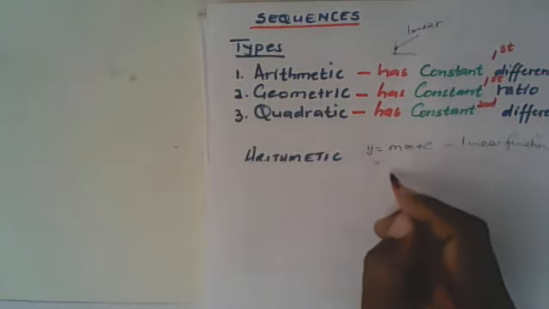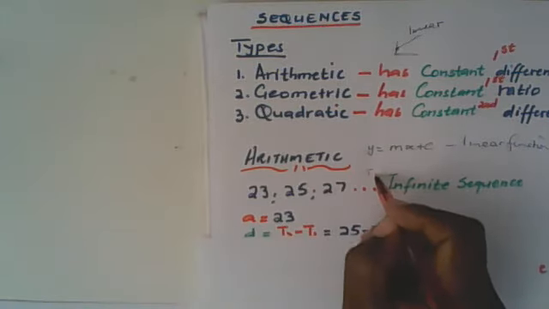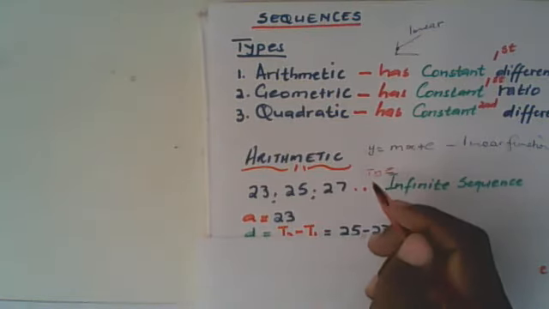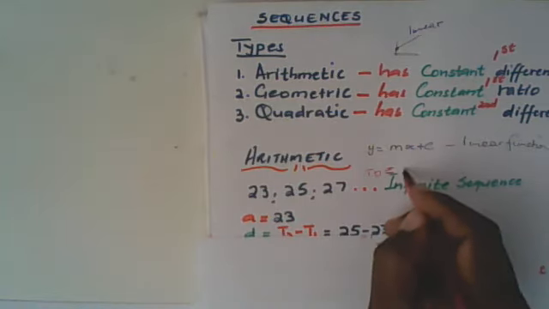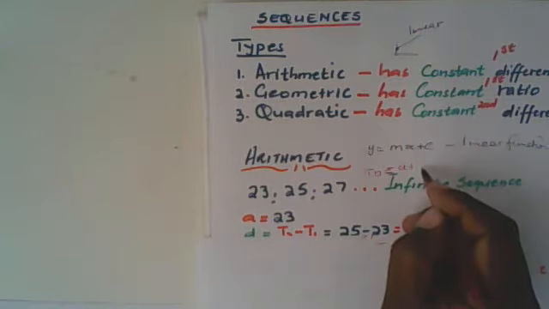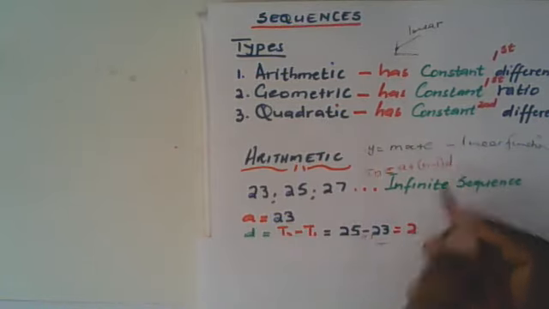Let me write it here. It will be Tn is equal to A plus D multiplied by (n minus 1).